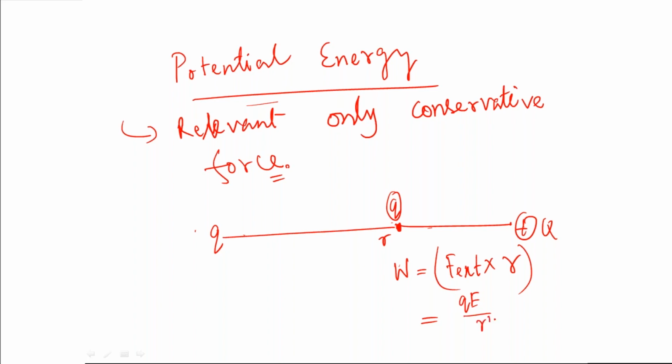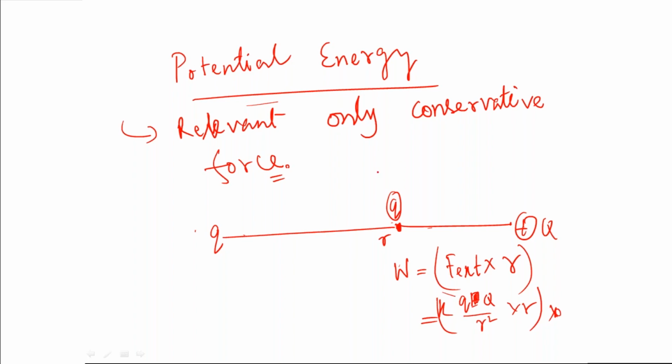So again you will see E will be proportional to 1 by r square, and there will be K, and another K Q here, K Q by r square into r. Okay, this expression is not very important now.